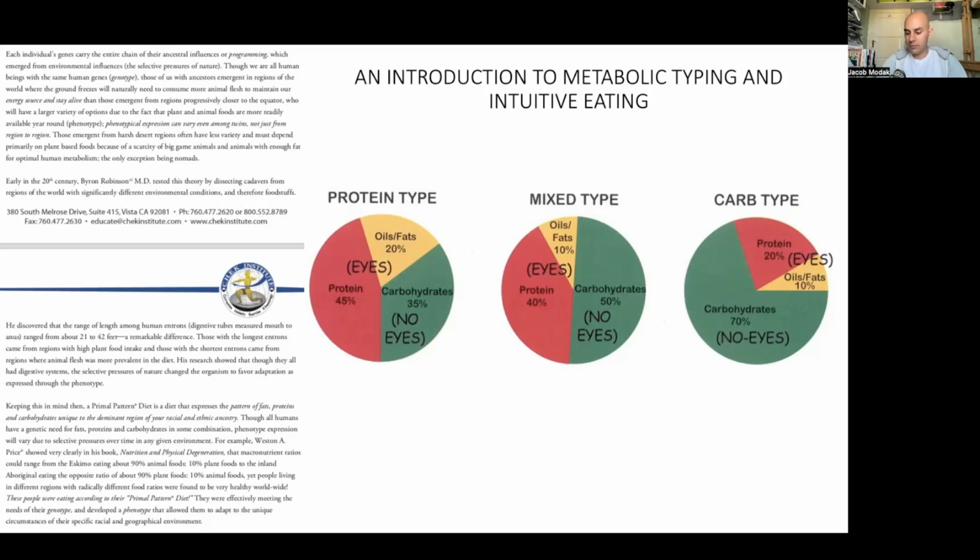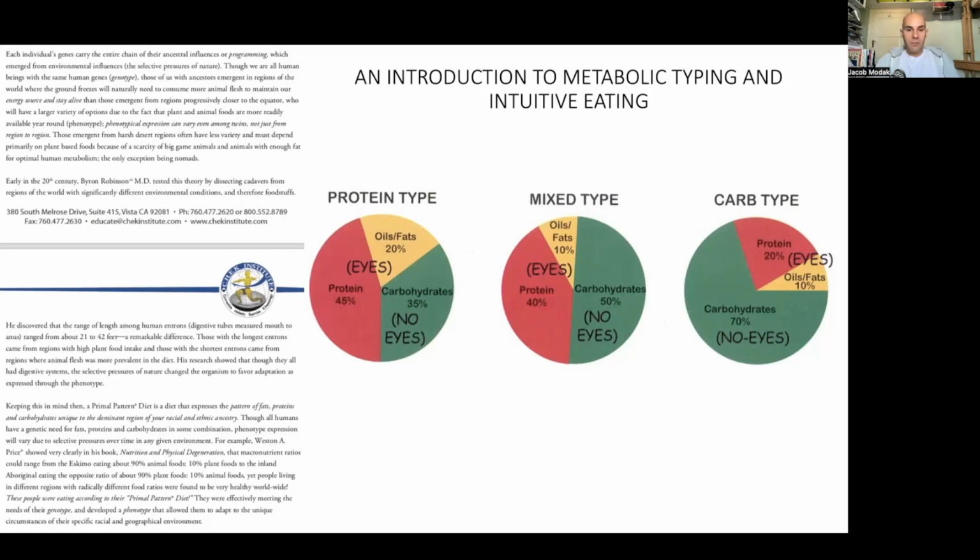So what we have here is people just eating in terms of what is actually around them in abundance. They're not falling into some kind of dogma as to whether it's this or that. They're eating what their body needs and based on what is around them. So, going on to these three primary types now, we have protein type, mixed type, and carb type essentially.